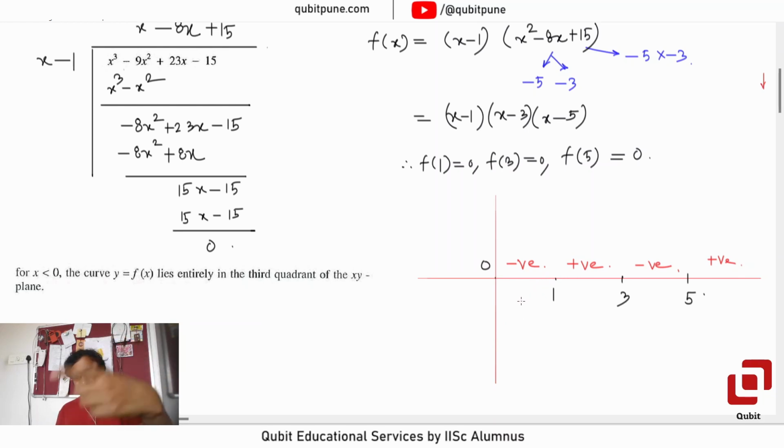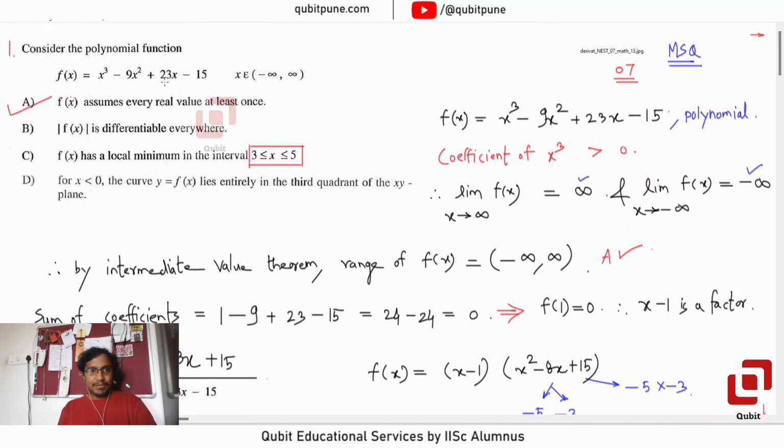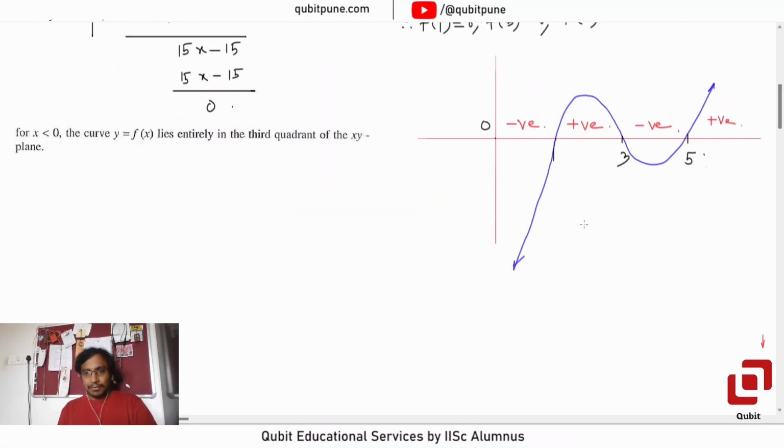If you understand this, because we know the factors, then you know roughly how the shape of the curve looks. It's going to be something like this, and here it will go like this. And where will it intersect the y-axis? F of 0 will be negative 15, so wherever that curve meets the y-axis, that point will be negative 15. So is option D correct?